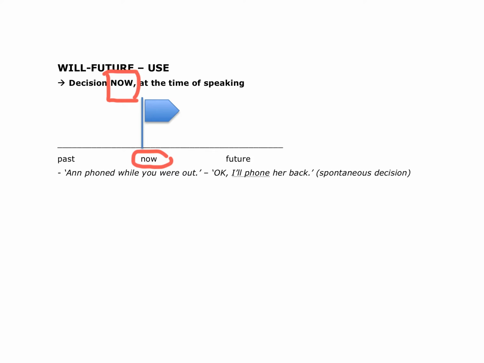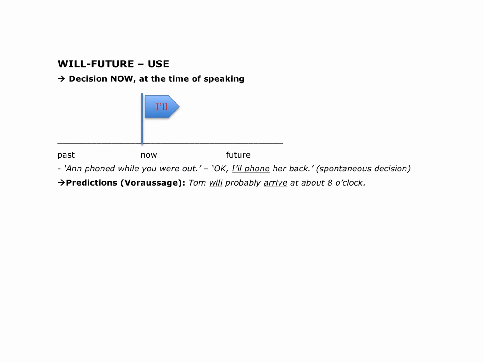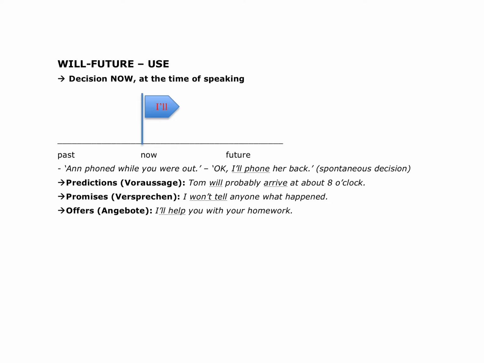But this is not the only way to use the will future. The will future is also used for predictions. Look at the sentence. Tom will probably arrive at about 8 o'clock. So this is not sure, but it is a prediction. The will future is also used for promises, like this one. I won't tell anyone what happened. And last but not least, it is also there to express offers, like I'll help you with your homework.